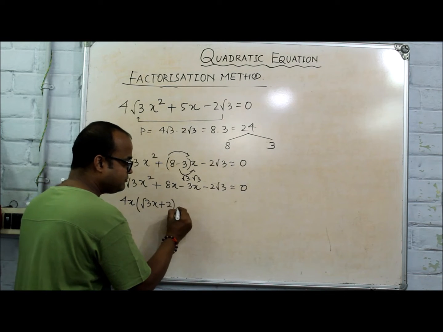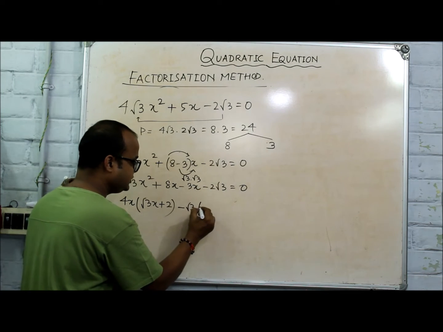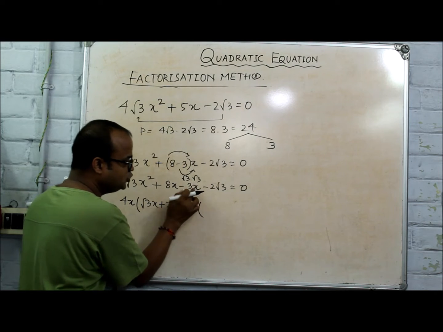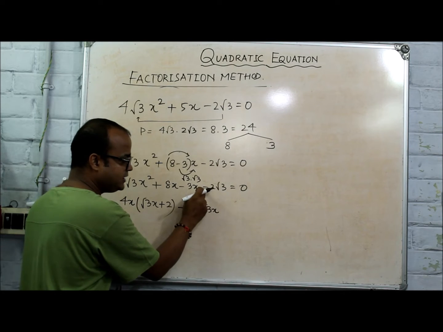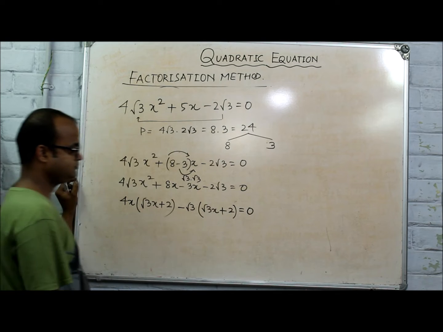So we can take minus root 3 common. So we are taking minus root 3 common. So 1 root 3 we are already taking common. So root 3 into x. We are taking minus common again. So this will change to plus 2 is equal to 0.